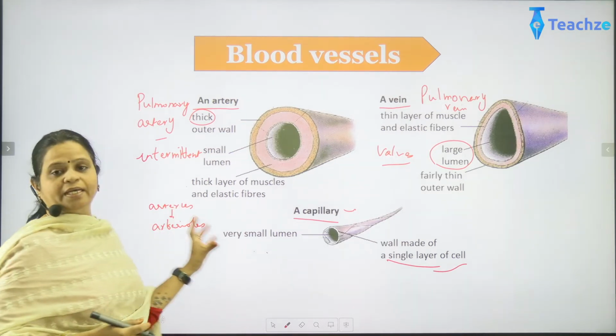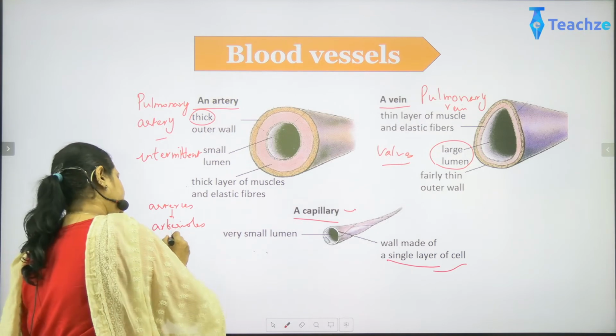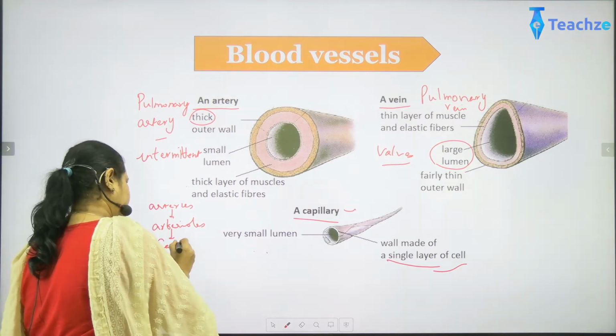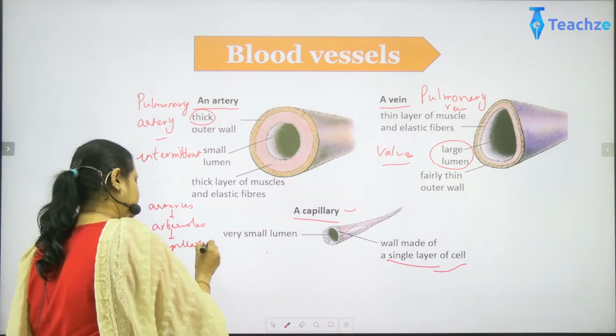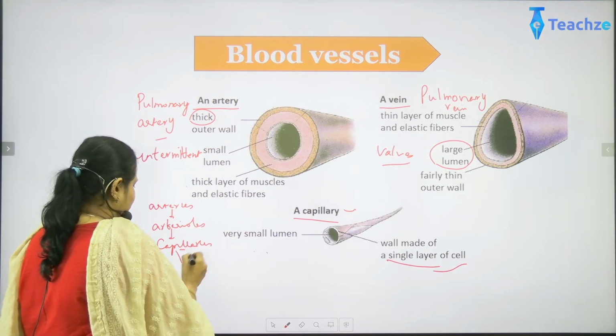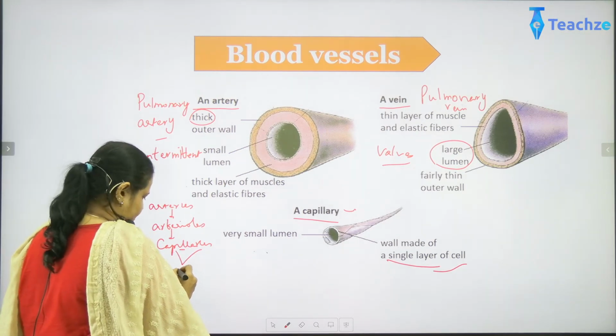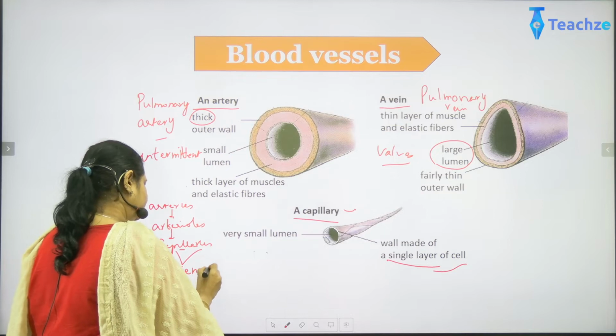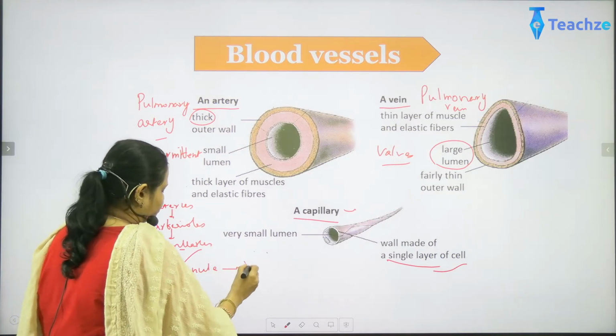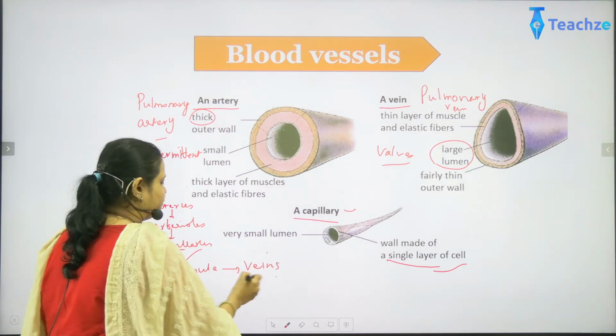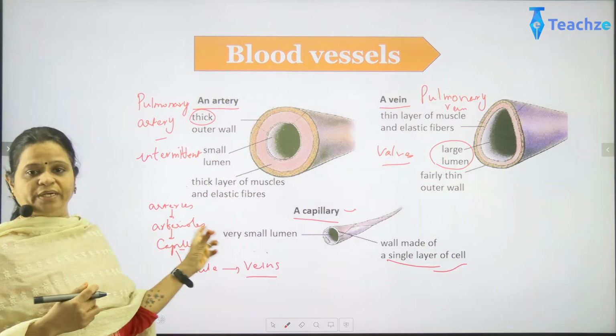Now these arterioles will join with the capillaries. Now these capillaries, all of them will join together to form a venule, and all the venules together become the veins. Now you can see how it does.